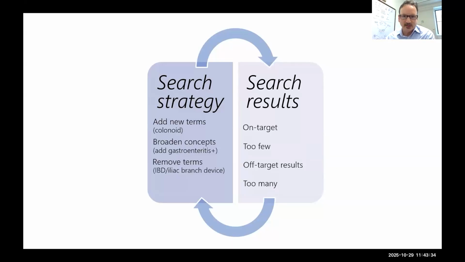Maybe you get too many results, which I think is maybe a fairly common situation. You might want to add a concept, or one approach to this result might be to add a concept, say features of inflammatory bowel diseases or symptoms of inflammatory bowel diseases, as a concept that you would combine with the other two.